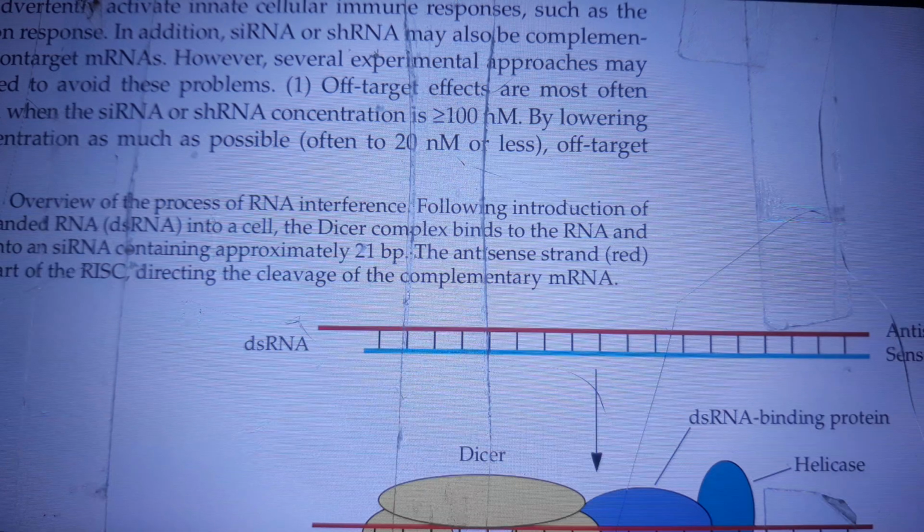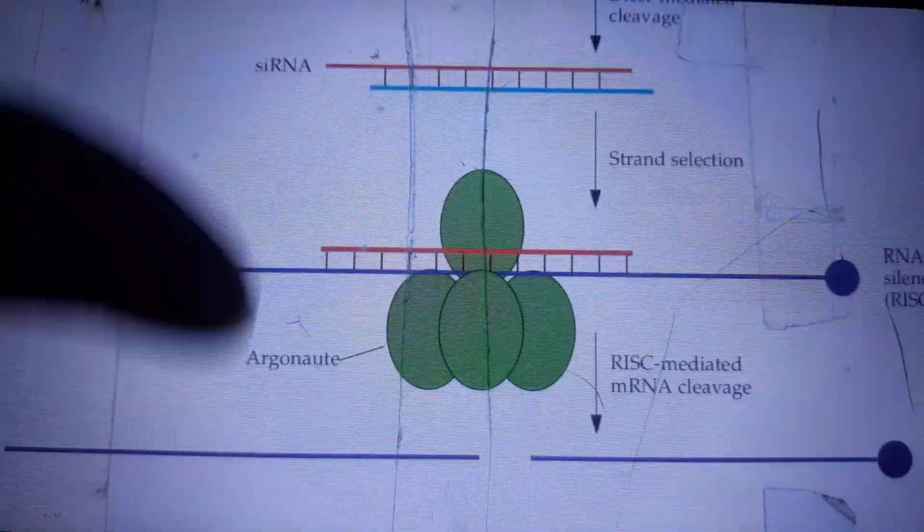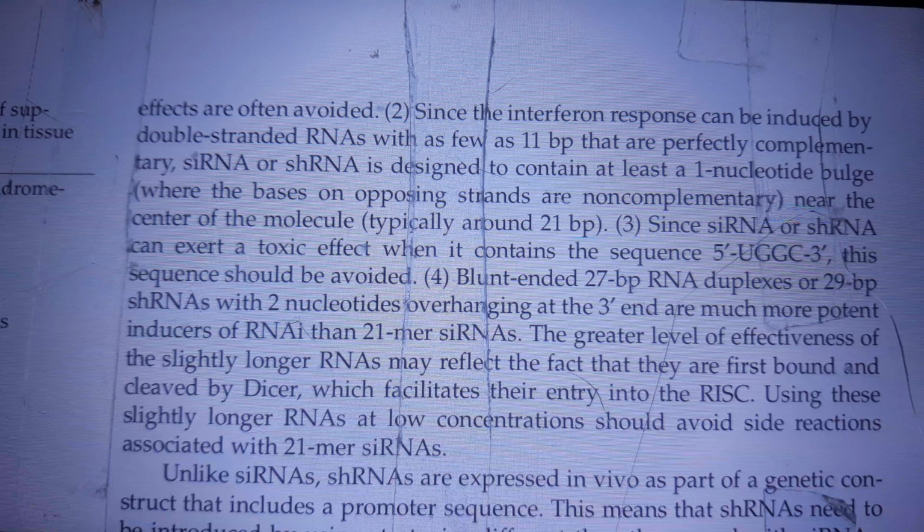1. Off-target effects are most often observed when the siRNA or shRNA concentration is greater than or equal to 100 nM. By lowering the concentration as much as possible, often to 20 nM or less, off-target effects are often avoided. 2. Since the interferon response can be induced by double-stranded RNAs with as few as 11 bp that are perfectly complementary, siRNA or shRNA is designed to contain at least one nucleotide bulge where the bases on opposing strands are non-complementary near the center of the molecule, typically around 21 bp.